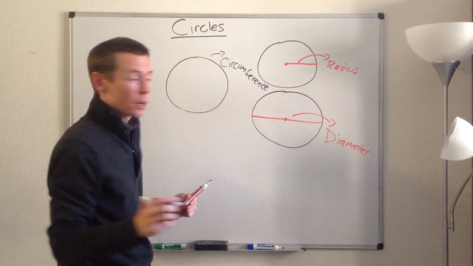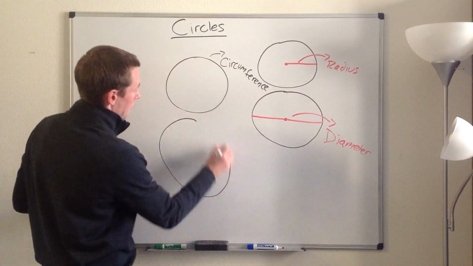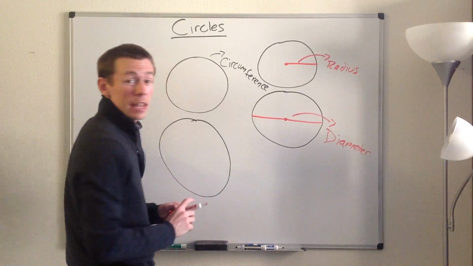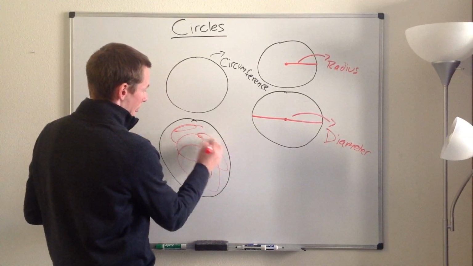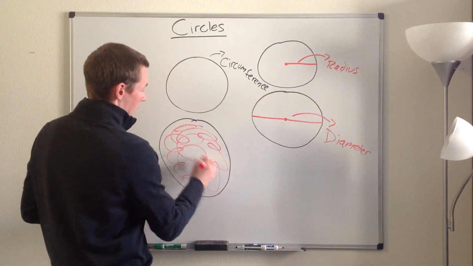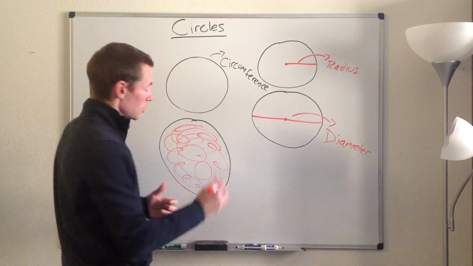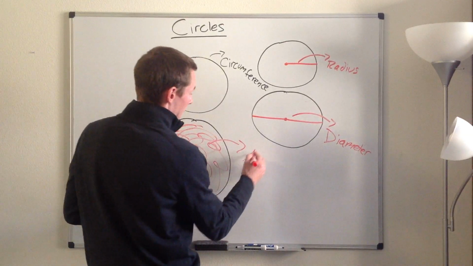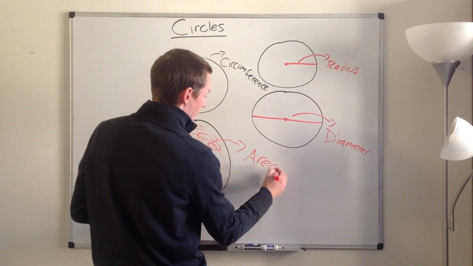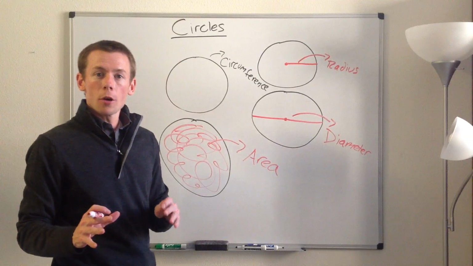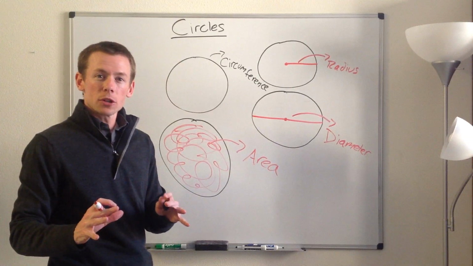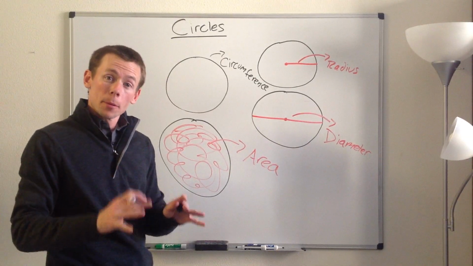And the last thing we're going to look at is the area. And the area is everything inside the circle. Okay, so those are the four main aspects of the circle for purposes of this class.